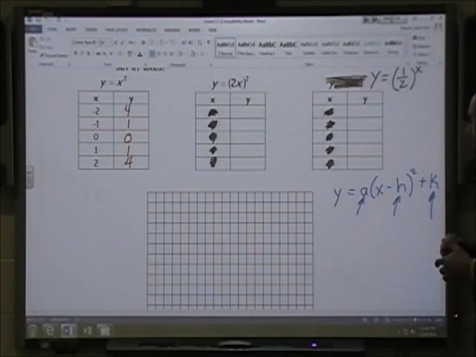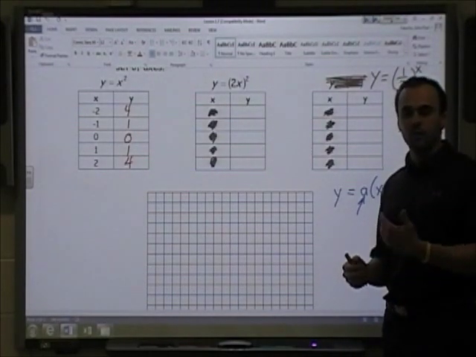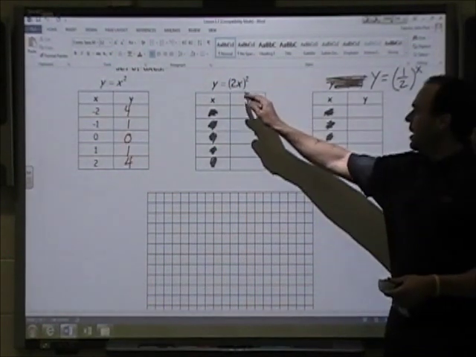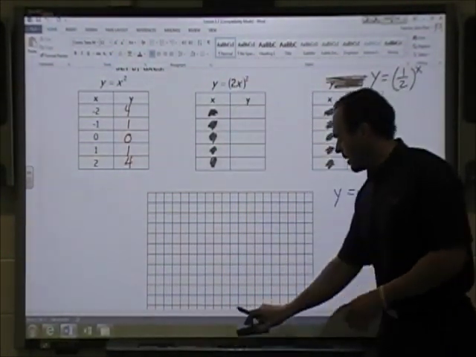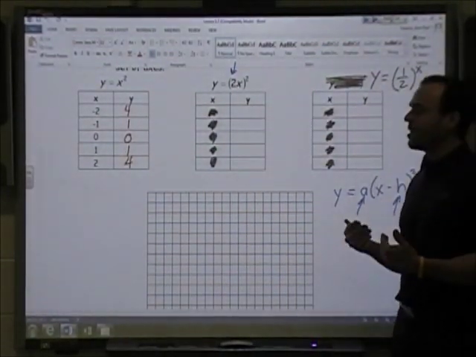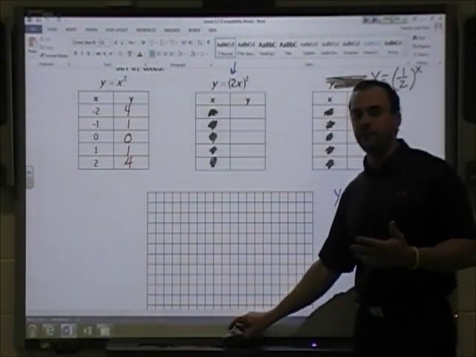But this h inside, that affects your x values. That is what shifts the graph left or right. So with that said and that noted, this 2 is inside of the square bracket. And when it's inside of the square bracket, that should affect your x values, not your y values.